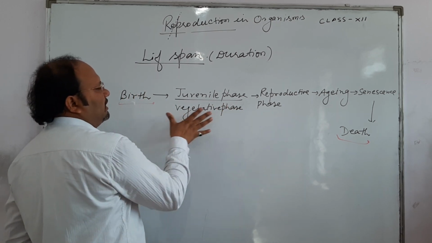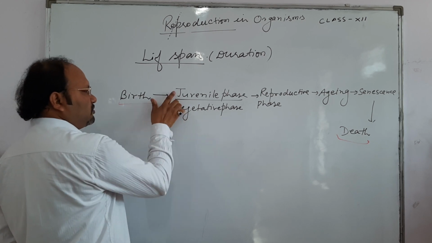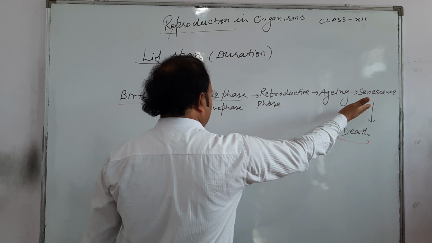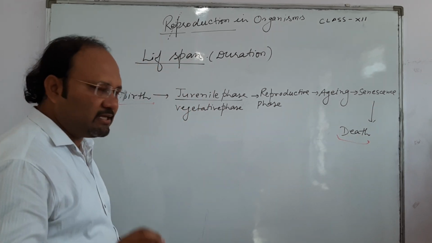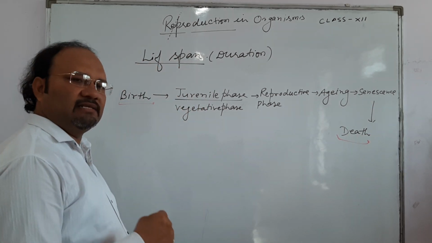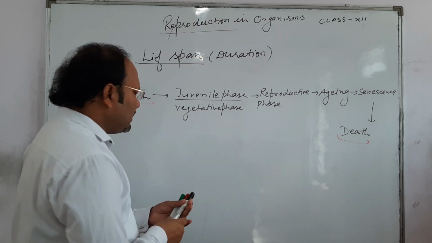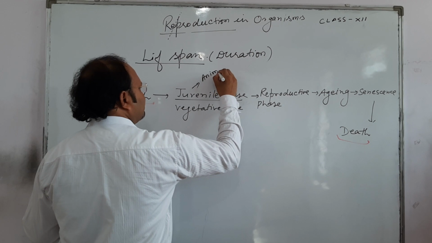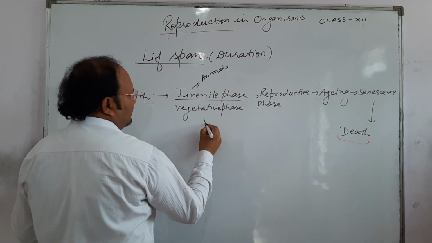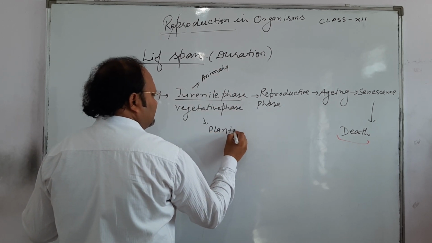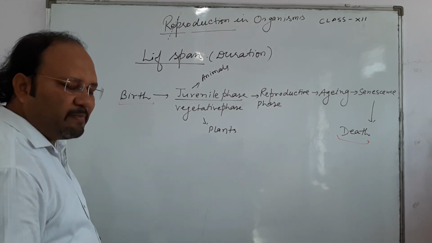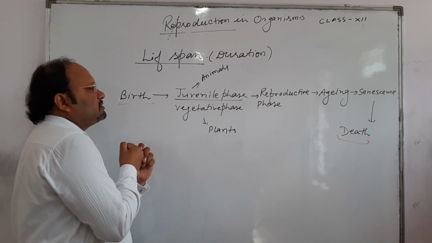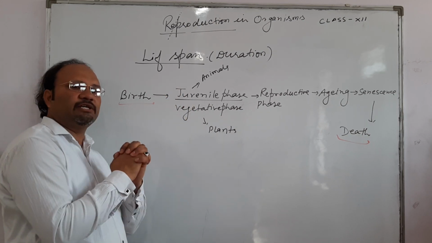After birth, the organism undergoes the juvenile phase or vegetative phase, then the reproductive phase, then aging, then senescence, and ultimately it leads to death. Each of the stages has its own characteristics. One more thing, remember, the juvenile phase is related to animals and the vegetative phase is related to plants. So what are the specific characters of the different phases? First we talk about the juvenile phase and vegetative phase.